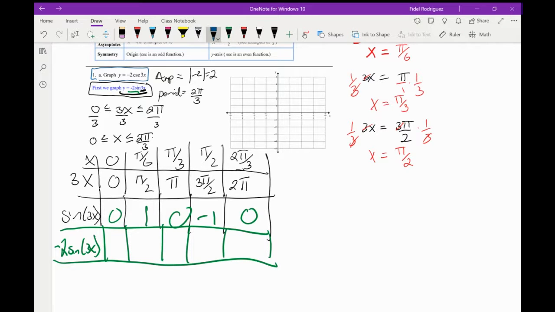All right. So now we're just going to take each of those numbers and multiply them by -2. So everybody agree this is 0, -2, 0, +2, and 0, right? Okay. So now that we've done that, we're going to go ahead and sketch the graph. Look at our x values. 0, pi over 6, pi over 3, pi over 2, 2 pi over 3.